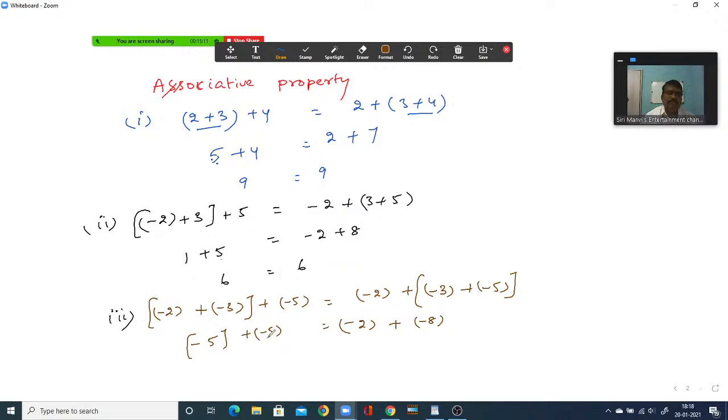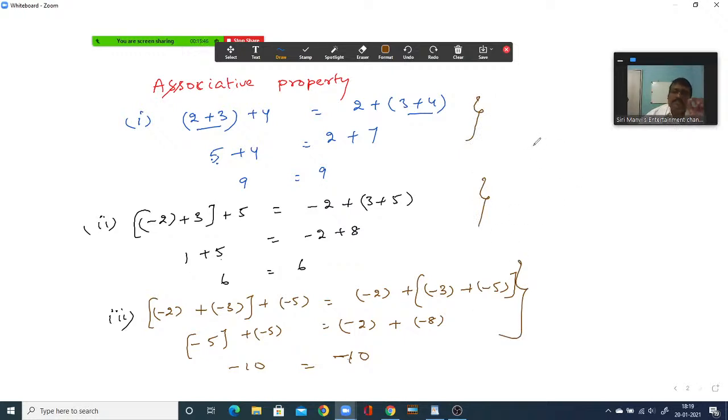Now here also, two same sign numbers addition. That means negative integers addition. So first you take natural numbers. 5 plus 5 is equal to 10. Then we put minus in front of that. Minus 10. Minus 2 plus 8 is 10, then we get minus 10. Is the sum in each case equal? Yes, it is equal.